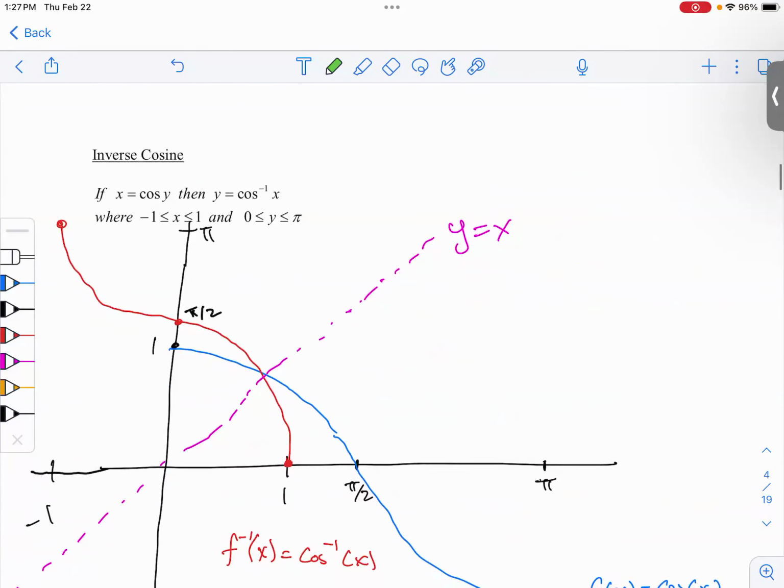For the cosine graph, we know that cosine was even. Is the inverse cosine function still even? What does even mean again?